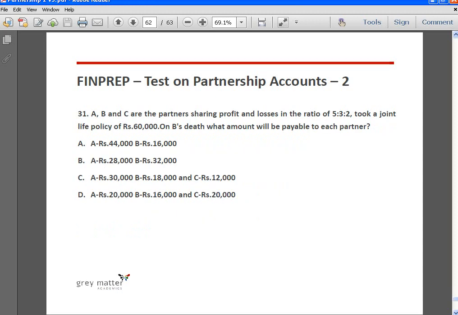A, B and C are partners sharing profits and losses in the ratio of 5:3:2. They took a JLP of rupees 60,000. On B's death, what is the amount payable to each partner? Okay, so you get the policy value of 60,000 and it is to be distributed to all partners in the ratio of 5:3:2. So 60,000 will be distributed as 30,000 to A, 18,000 to B and 12,000 to C.